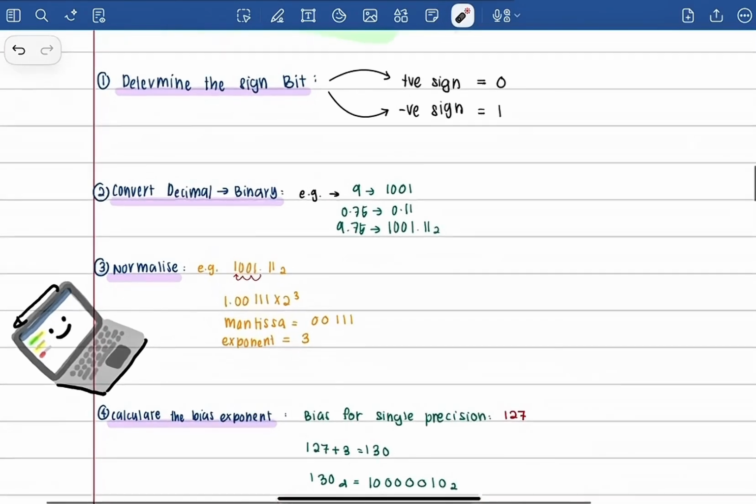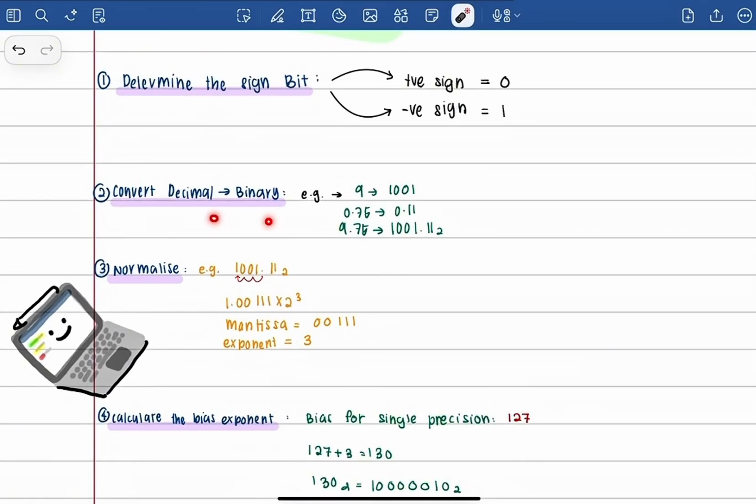Next, we need to convert the decimal into binary. For example, I have 9, and in binary it is 1001. If I have 0.57, if we need to convert it to binary, it will be 0.11 in binary. Next, if we have 9.75, we have 1001.11 in binary. So actually we can do 9 divided by 2, and we will get 1001 in binary. So this is how we can get the binary number.